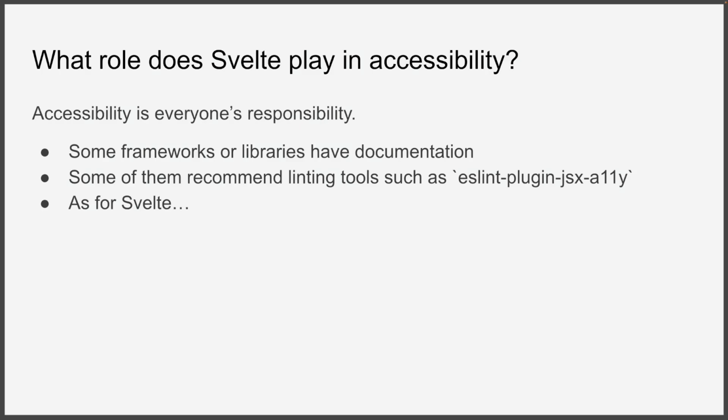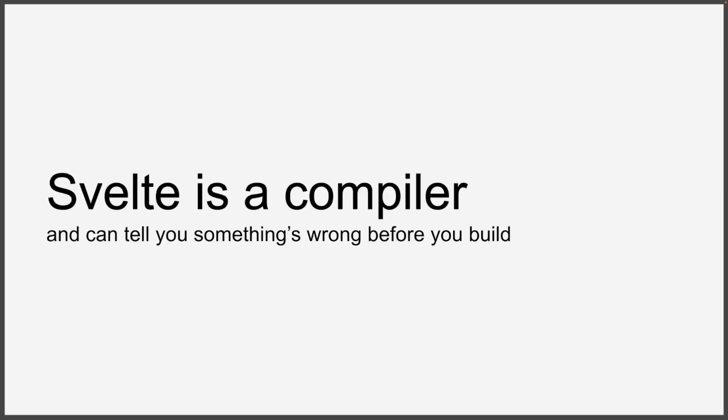Secondly, some of them recommend linting tools, such as ESLint Plugin JSX A11y, which is a numeronym for accessibility. This tool is opt-in. You have to either adopt this tool, having discovered it first, or you happen to be working at a team already using it. Otherwise, I doubt everyone's going to adopt it. But as for Svelte, Svelte is a compiler, and it can tell you something's wrong before you build.